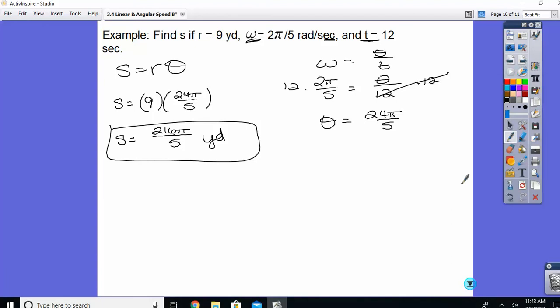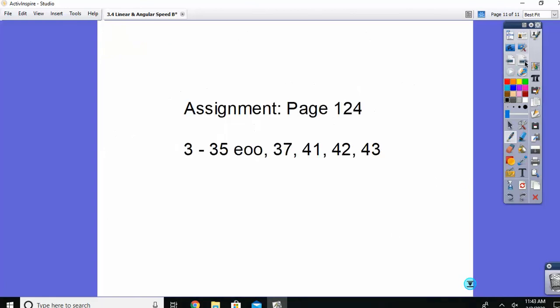Any questions? So this section is just all that practice using our formulas. I am done. So, the homework.